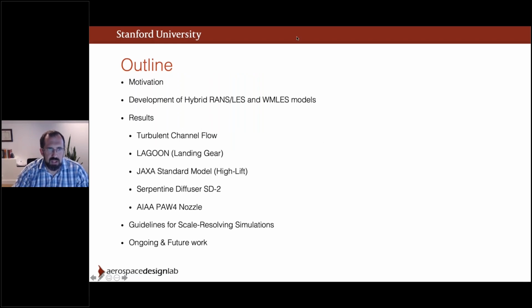I'm going to begin today by discussing some motivation for scale resolving simulations, and then go into the development of these capabilities in SU2. Then I'm going to move on to results from a number of test cases we have run using these methods, and then wrap up with a few lessons learned and discuss ongoing and future work.